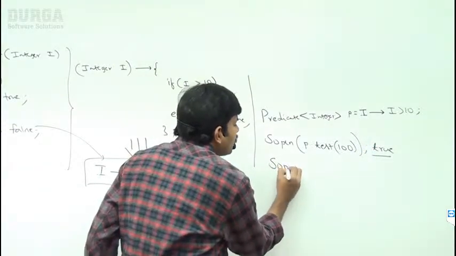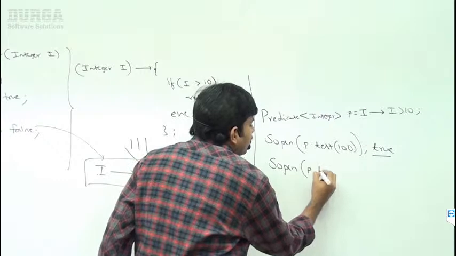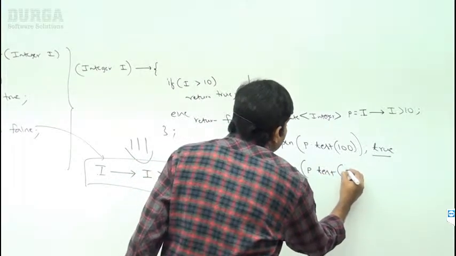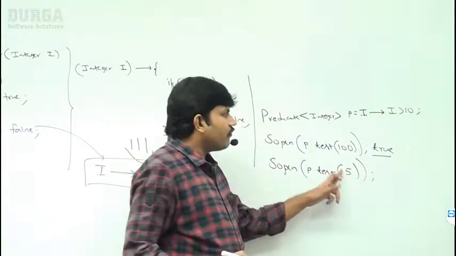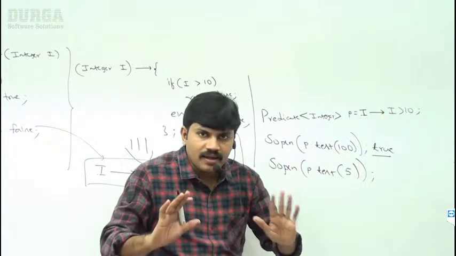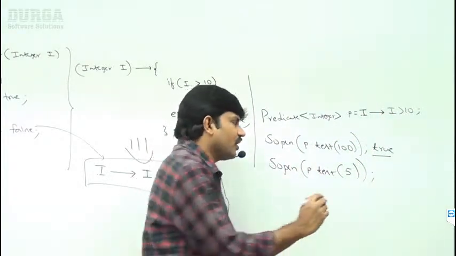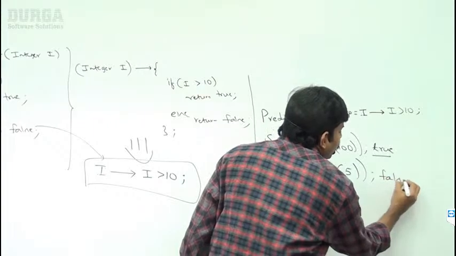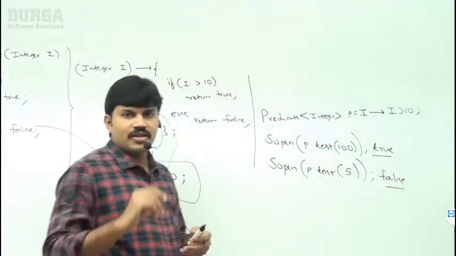Similarly, System.out.println p.test, some 5 I am taking, sir. So 5 greater than 10 or not. Is it true or false, right? False. That's why the output we are going to get is false. Are you able to understand, right?